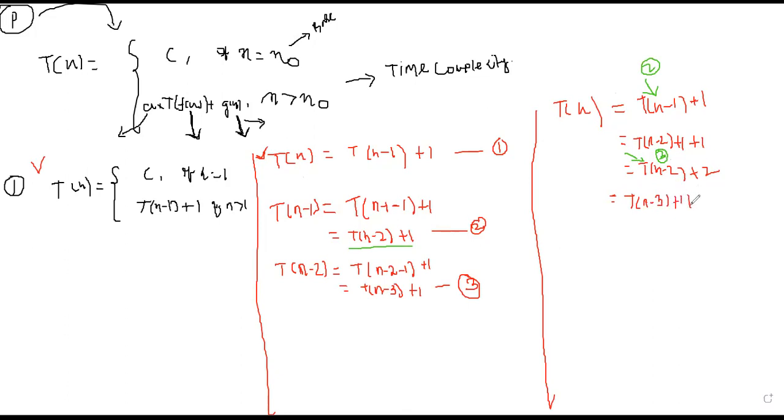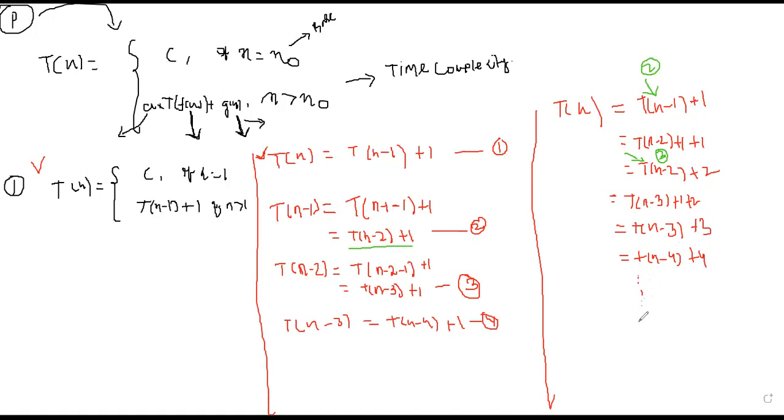plus 1 plus 2. Now this is T n minus 3 plus 1 for this one, and plus 2 is carried forward. So what will happen to this one? T n minus 3 and plus 3. Fine. Next, if you write T n minus 3 in general, it will be T n minus 4 plus 1 as equation 4. If I replace here T n minus 3, it will be T n minus 4 plus 4.